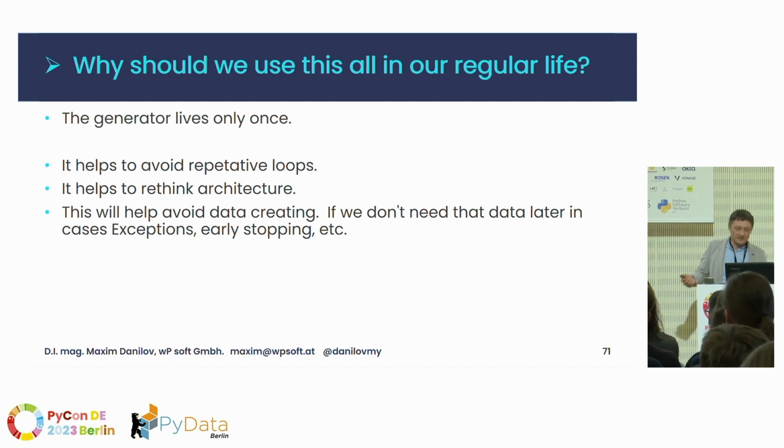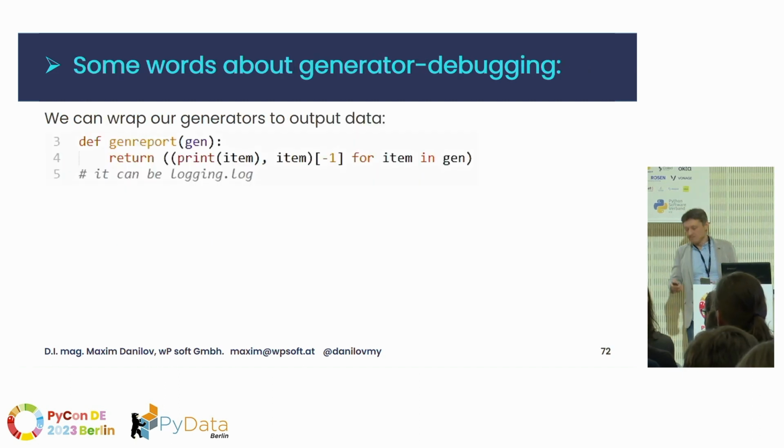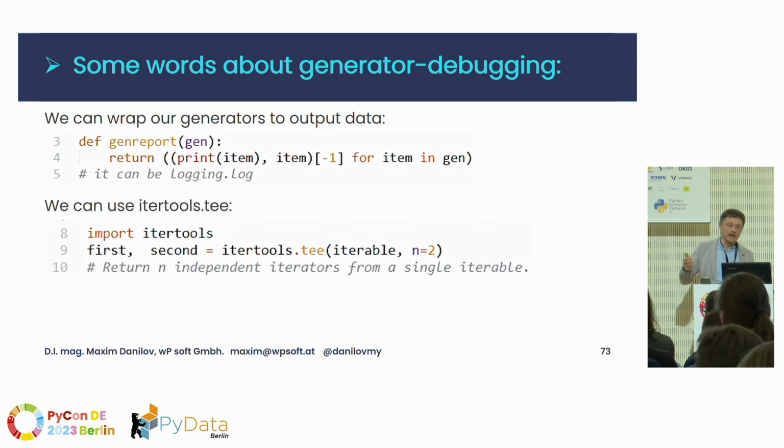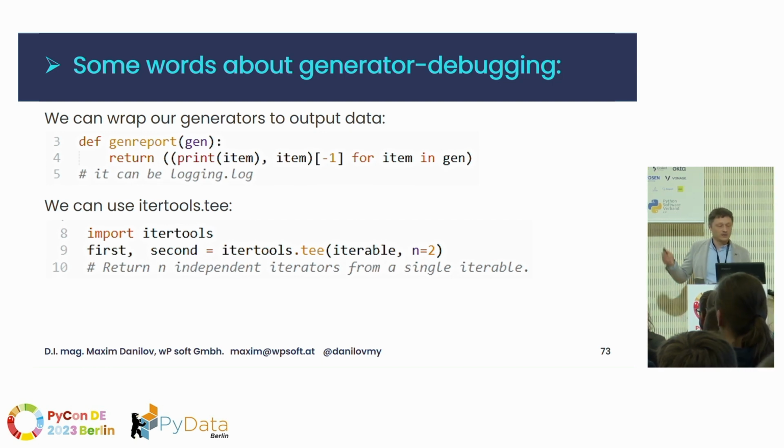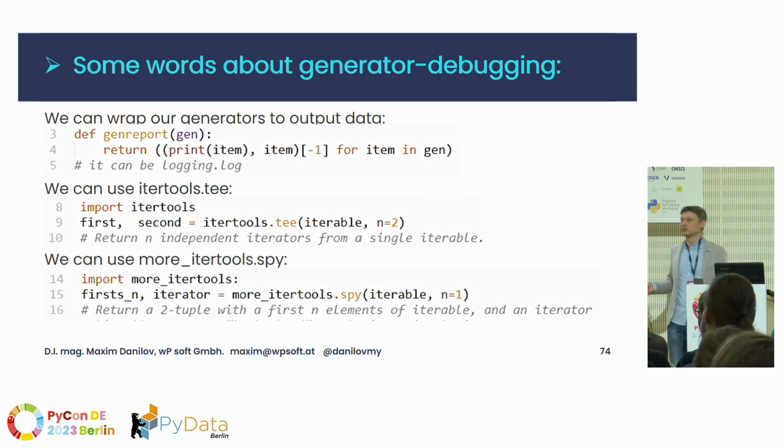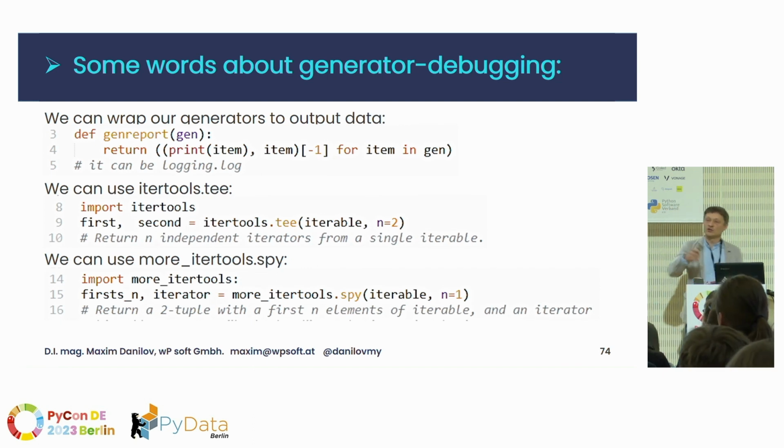Some words about debugging generators. We can wrap the output data from our generator in another generator, and we can print every item from the generator, or we can log every item in the generator. Second, we can use itertools.tee. This creates for us a brother of our generator, many generators. And we can use more itertools.spy. This helps us to check some elements in our generator.